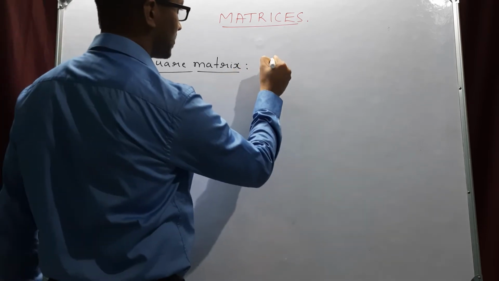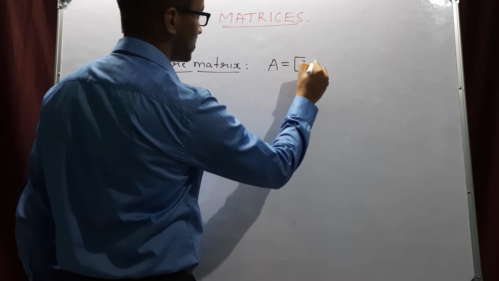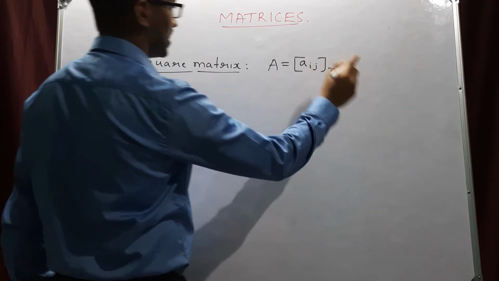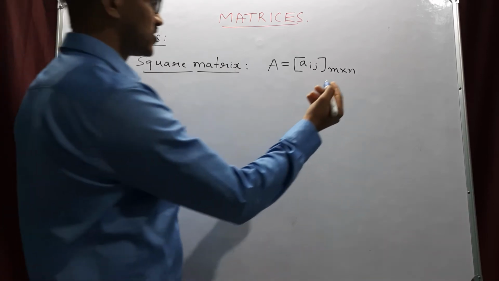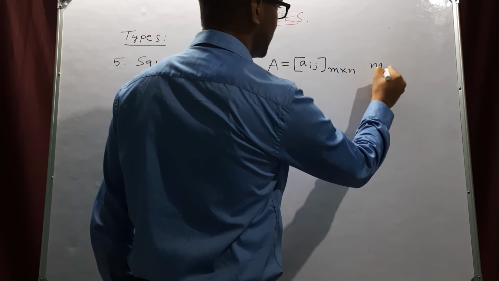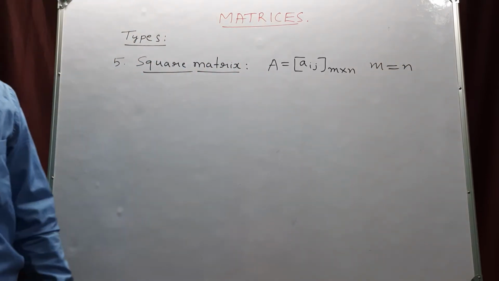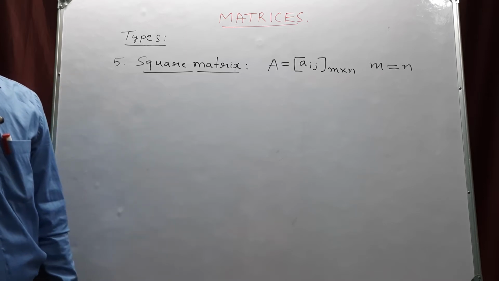Suppose consider A equals Aij, any matrix of order m by n. Suppose m is equal to n, that is, the number of rows is equal to the number of columns, then we call it a square matrix.